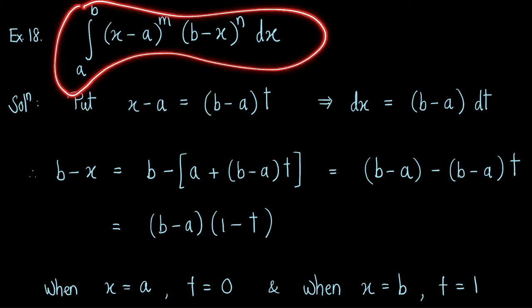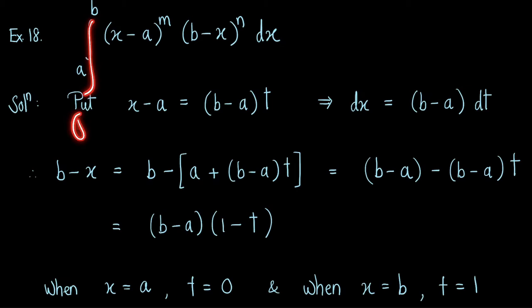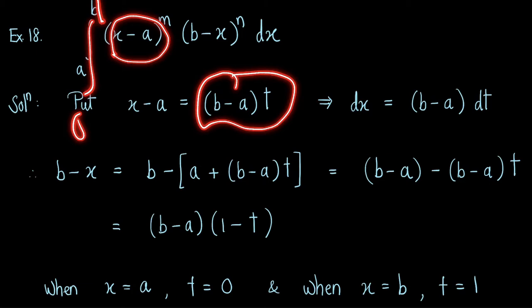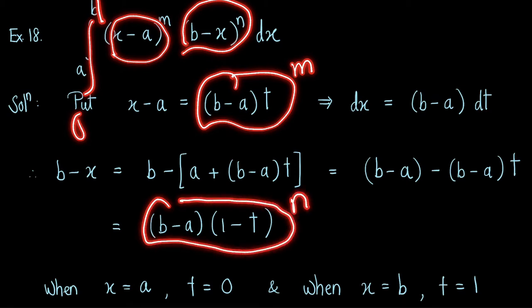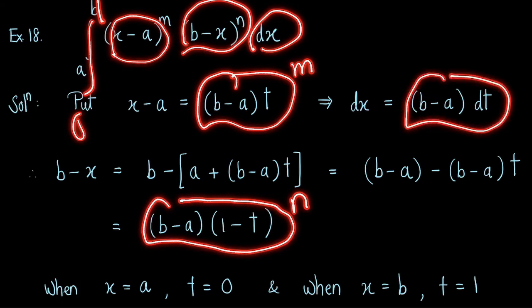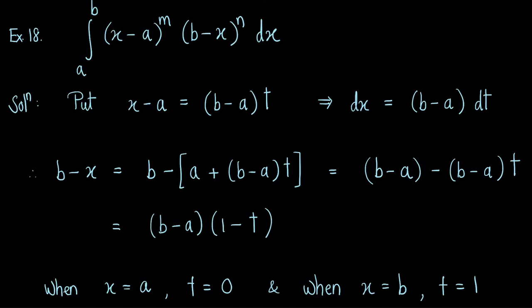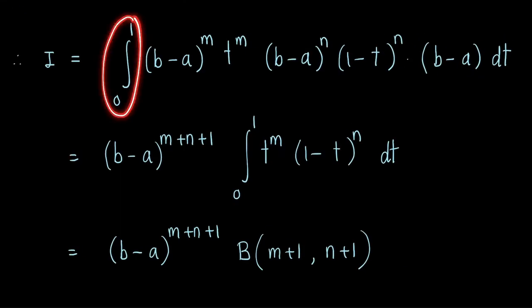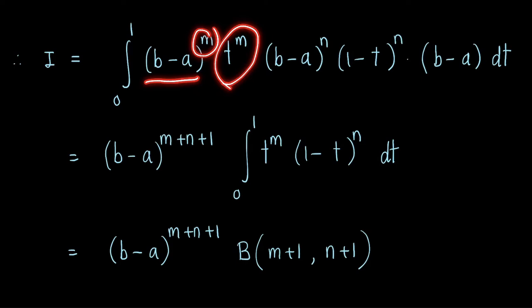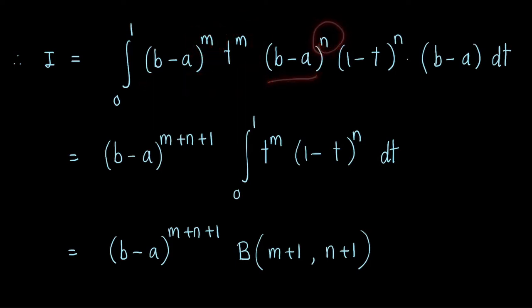Therefore, the value of this integral will be integration 0 to 1, x minus a raised to m, that is b minus a into t raised to m, into b minus x raised to n, that is b minus a into 1 minus t whole raised to n, into dx, and dx is b minus a into dt. Therefore, this integral will become integration 0 to 1, b minus a raised to m, t raised to m, b minus a raised to n, 1 minus t raised to n, into b minus a dt.